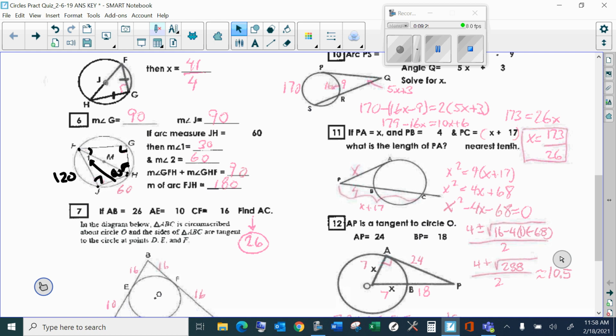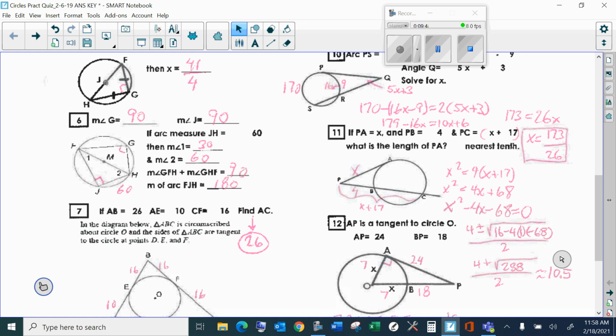Always be reviewing your vocab as you're going through this, even if you don't need it. You review your vocab so you're ready to go when it comes to DCAS. All right, and finally, measure of arc FJH. FJH obviously is the whole thing right there, half a circle, 180 degrees, very simple.